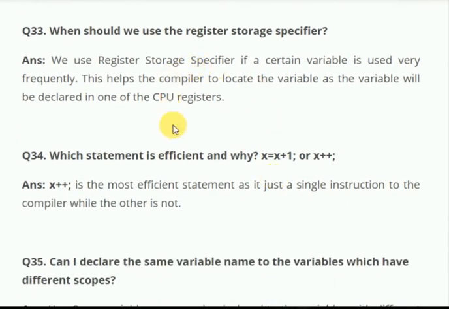So it will be stored in the CPU registers. Register index we can use to store an integer variable in a register. Which statement is efficient and why? x = x + 1 or x++. x++ is the most efficient statement as it is just a single instruction to the compiler, while the other is a binary operation.